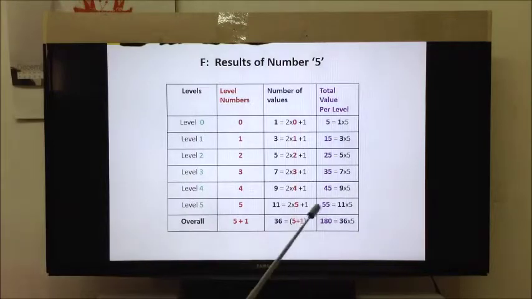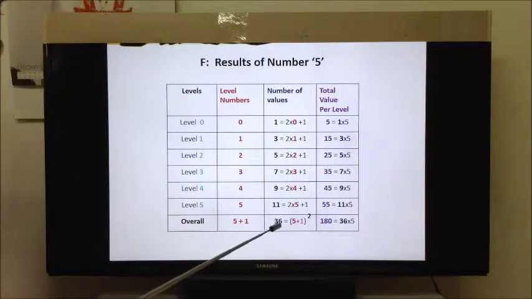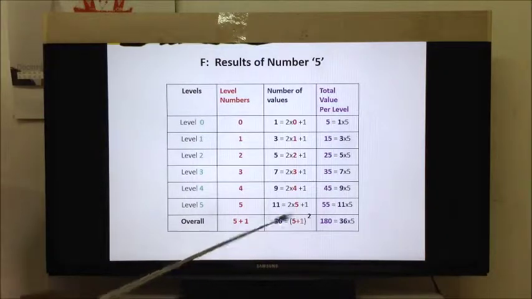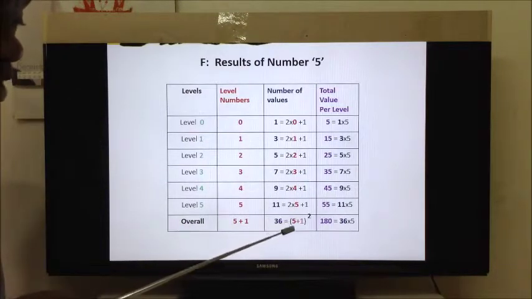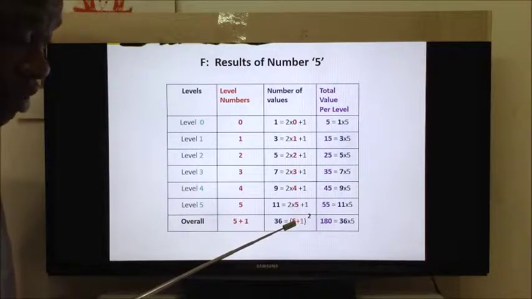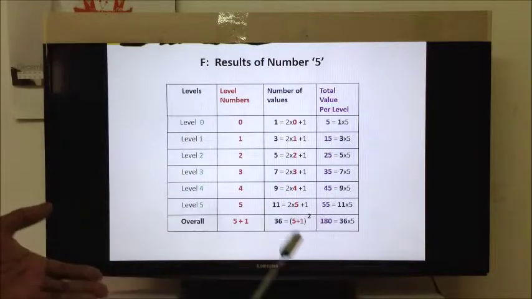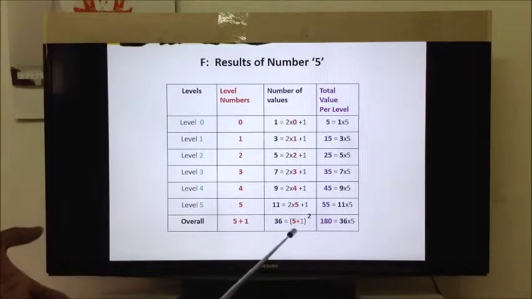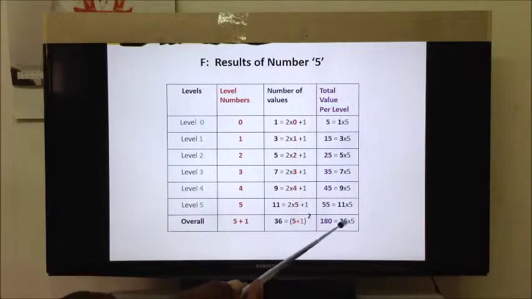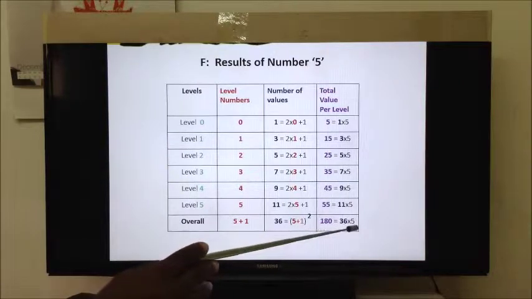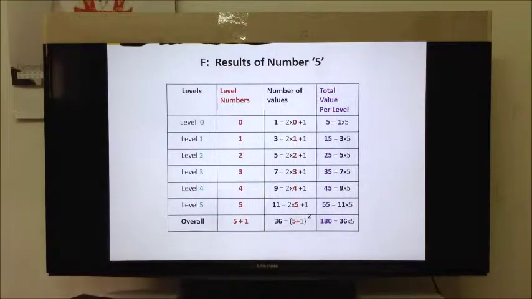When we want to know all the values, if you count them all, there are 36 values that appeared there. And these 36 come from master number 5 plus 1 squared. And if you want to know the total value that number 5 can provide, then we have 36 values times the master number, and it gives you 180 for number 5.